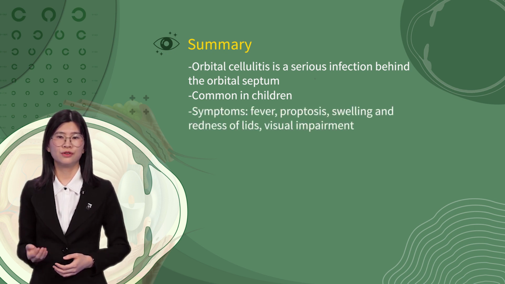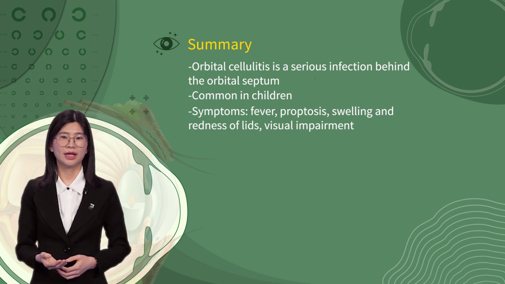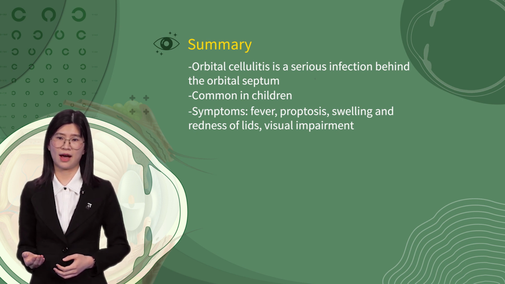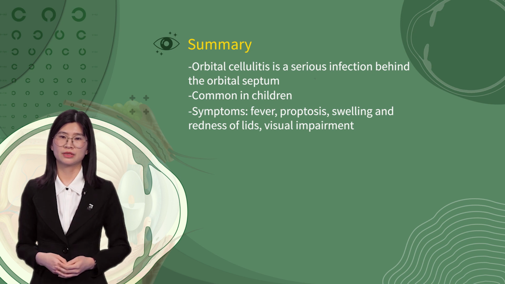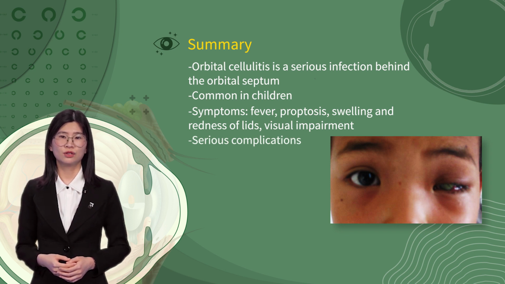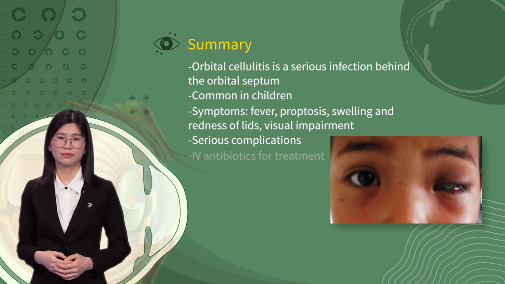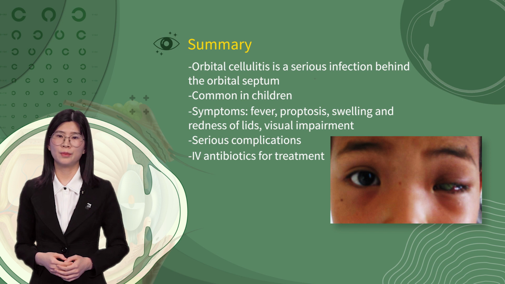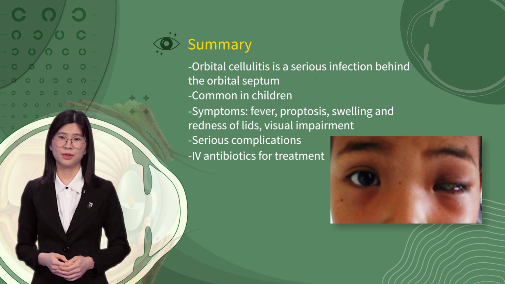Symptoms include fever, protruding eye, pain, swelling and redness of eyelids, and visual impairment, etc. Without treatment, orbital cellulitis can lead to extremely serious complications, including meningitis and cavernous sinus thrombosis. Doctors usually treat orbital cellulitis with intravenous antibiotics, but some people may also require surgery.